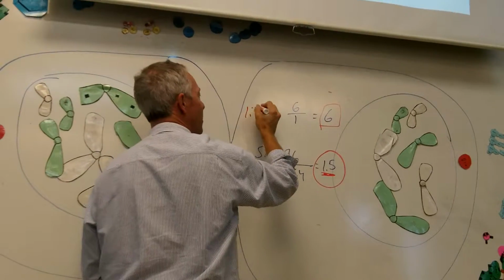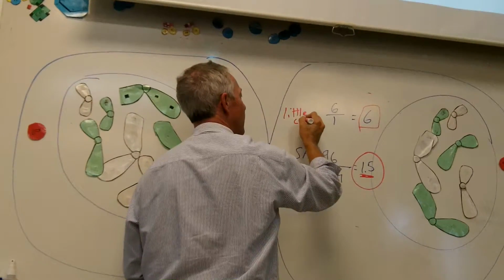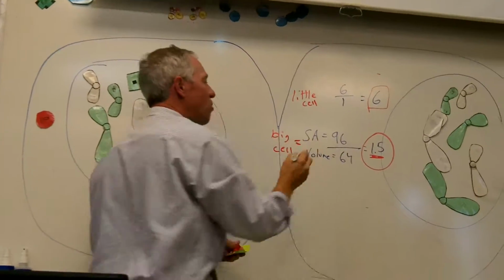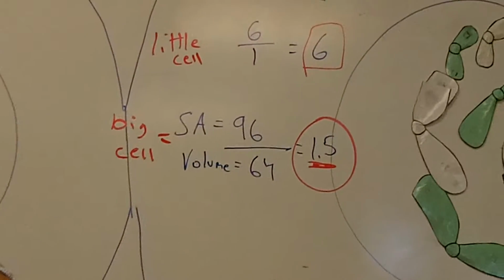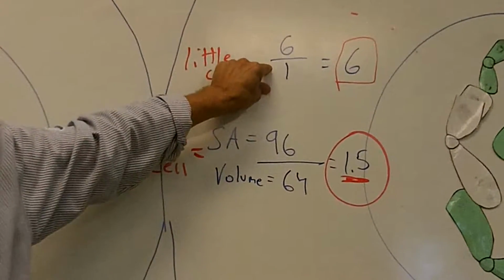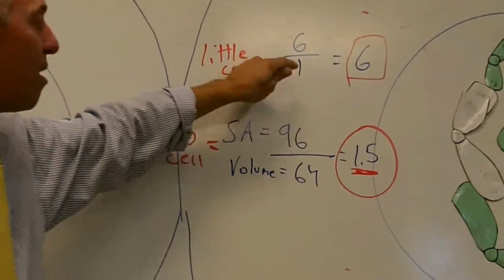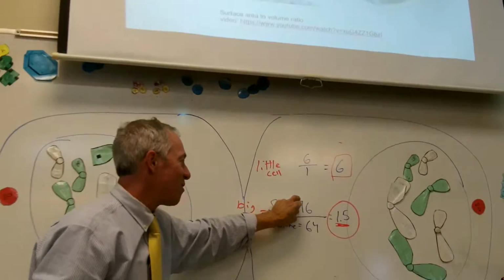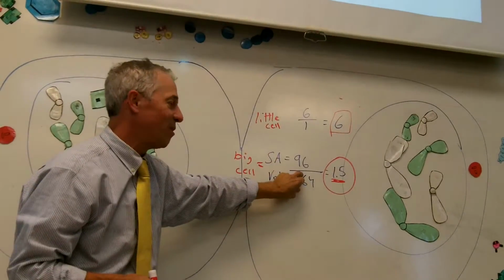This is the little cell, and this is the big cell. So what does that mean? What that means is the little cell has a lot more surface area than it has volume. The big cell has a lot less surface area compared to its volume.